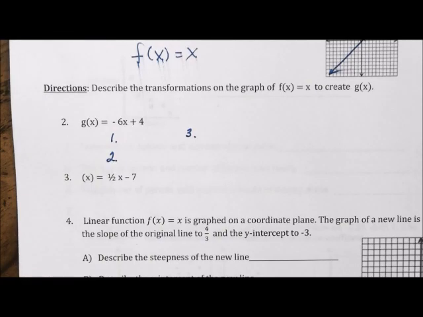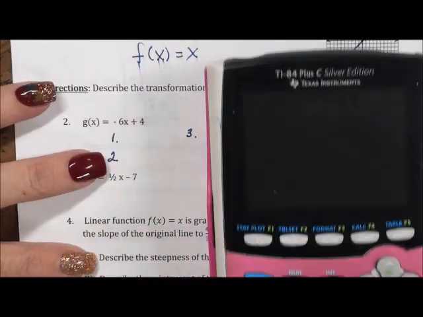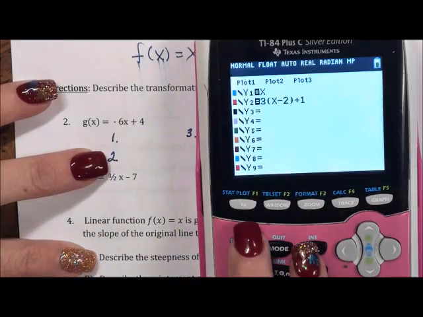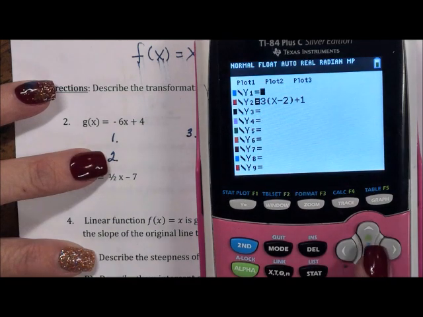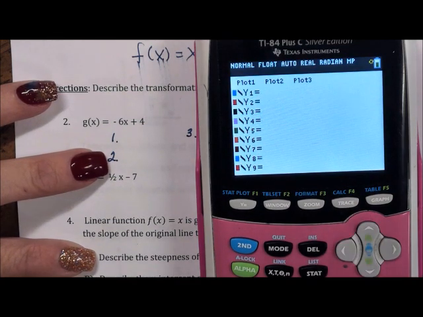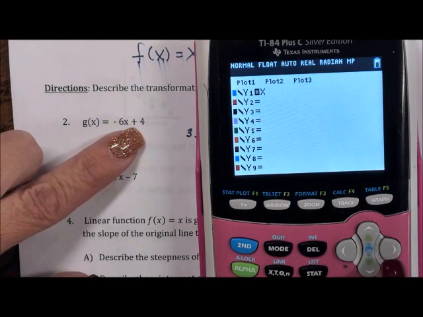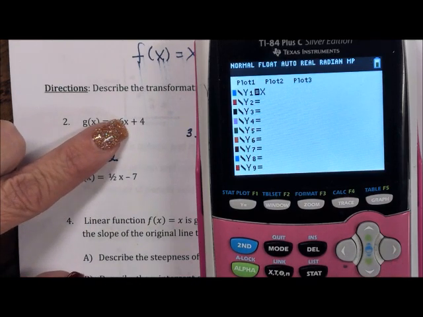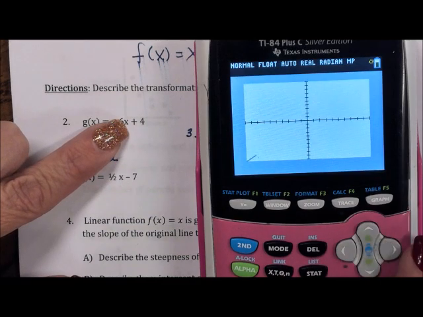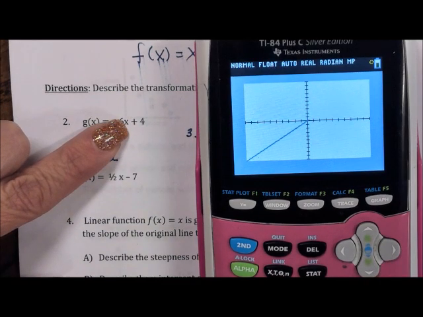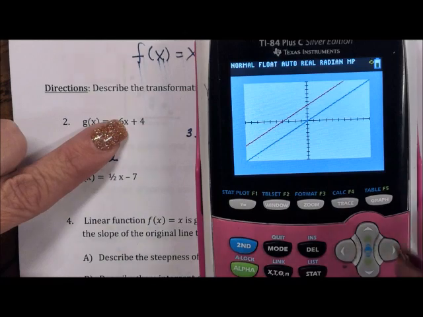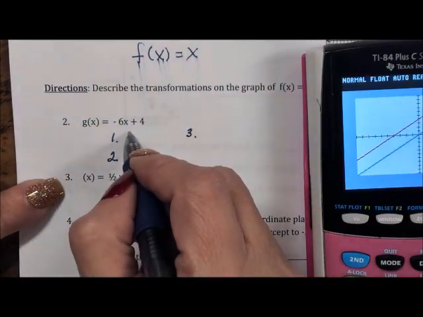And if we want, you can actually do it one by one in your calculator if it helps you. I can go to y equals, and I can put in the parent function. And then I can say, what happens if I just add 4? Don't do the negative 6. Just do x plus 4. And you can graph it. Okay, so it moved up 4, right? So I'm going to say it moved up.